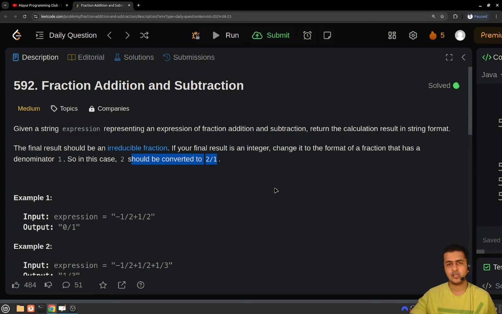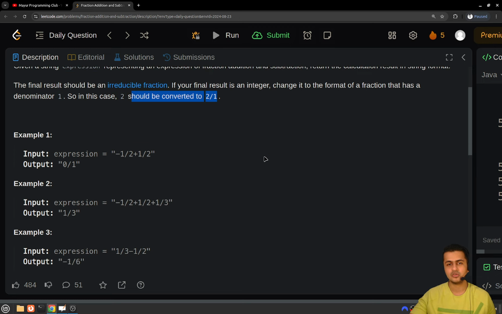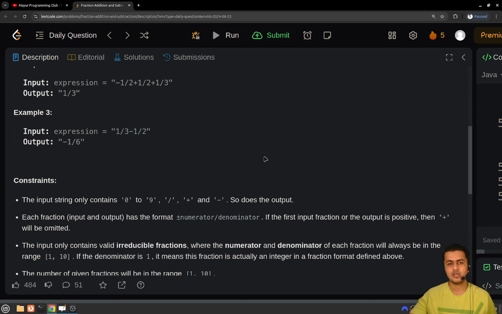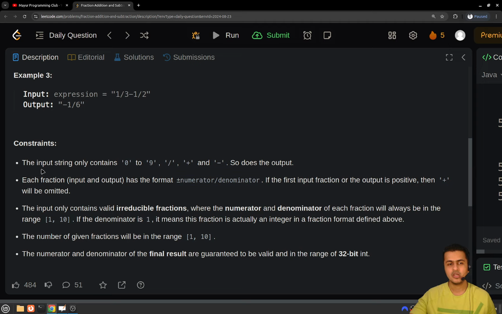Before thinking of an approach, it is advisable to have a look at the constraints, because only then will you be able to see which approach will fit the constraints given to you. So according to the constraints, the input string only contains characters from 0 to 9, and these three characters: a slash, a plus sign, or a minus sign. These are the only characters that will be in your string, and so does the output. The output will also have only these characters.